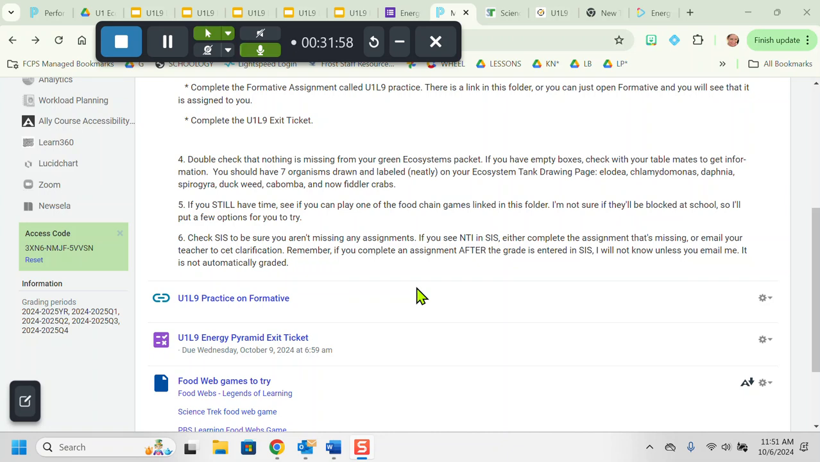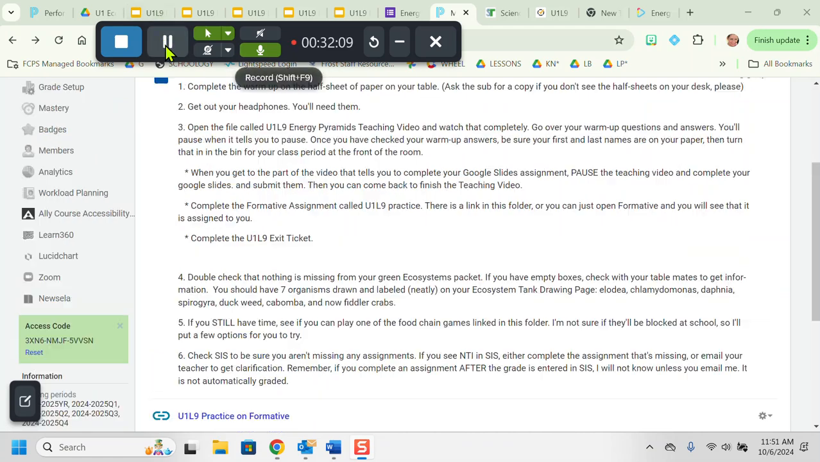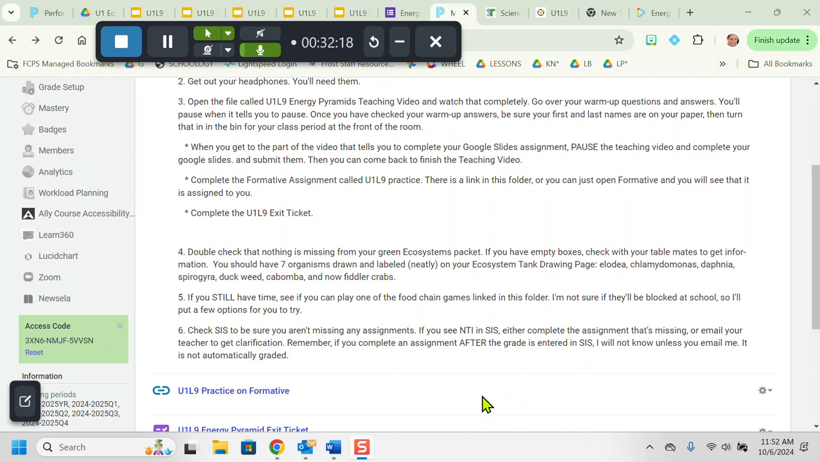So remember, if you complete an assignment after that grade is entered in SIS, your teacher doesn't know unless you email them. Okay, it's not automatically graded, and your teacher has to update that. And when you send an email, be as specific as you can. Say what class period you're in and say exactly what the name of the assignment is. If you want to be really awesome, for me, for an exit ticket, you can say, I completed Unit 1, Lesson 5 exit ticket, and I got 5 out of 5 or 8 out of 8 or whatever it was. That just makes things much faster for me.